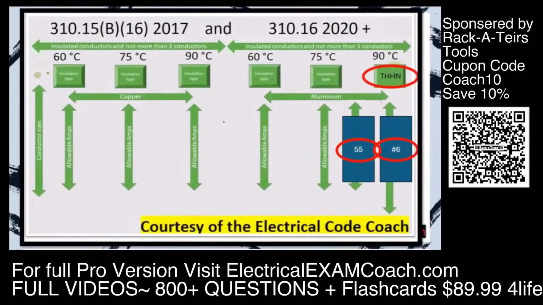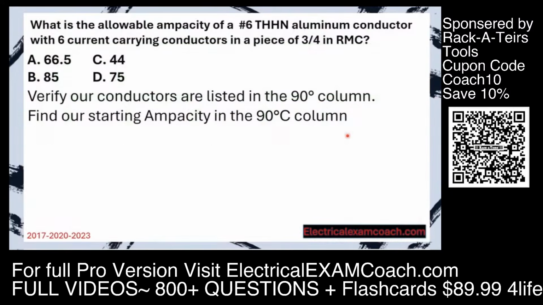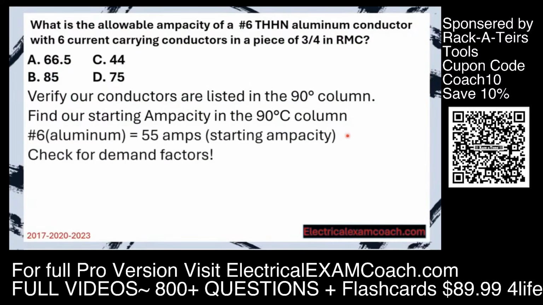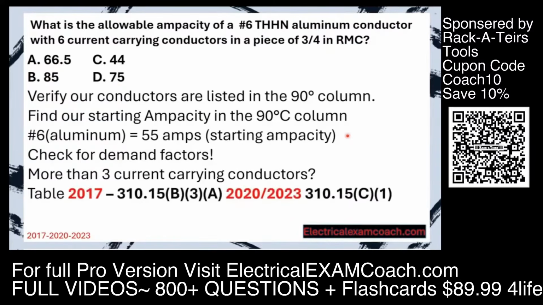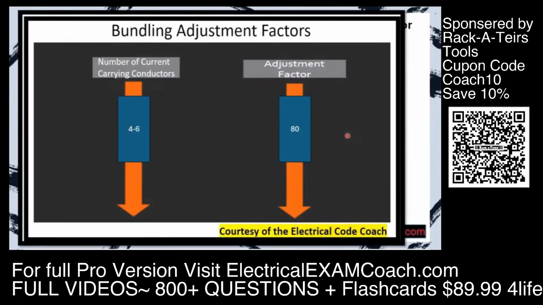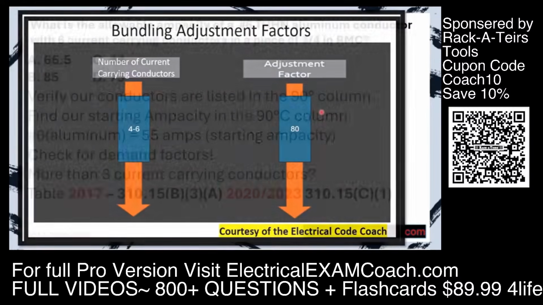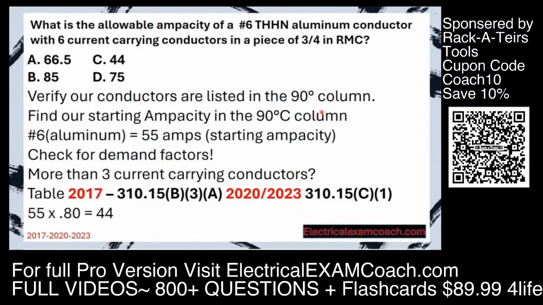We head to our primary ampacity table on the aluminum side, and we slide down until we find a number 6. Then we cross over and find that our starting ampacity is 55 amps. But we must check for demand factors. Are there more than 3 current carrying conductors? There sure are. So we're going to head to our bundling adjustment factor table. When we get there, we're going to find our range of conductors. Then we're going to cross over to the demand factor. Now, let's just do the math. We take our starting ampacity multiplied by 0.80, and that gives us a new reduced allowable ampacity of 44 amps. Let's get to it.